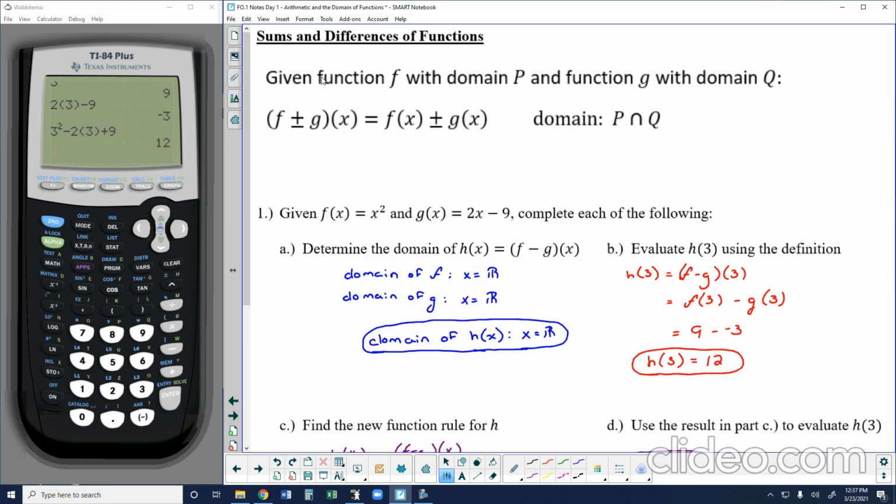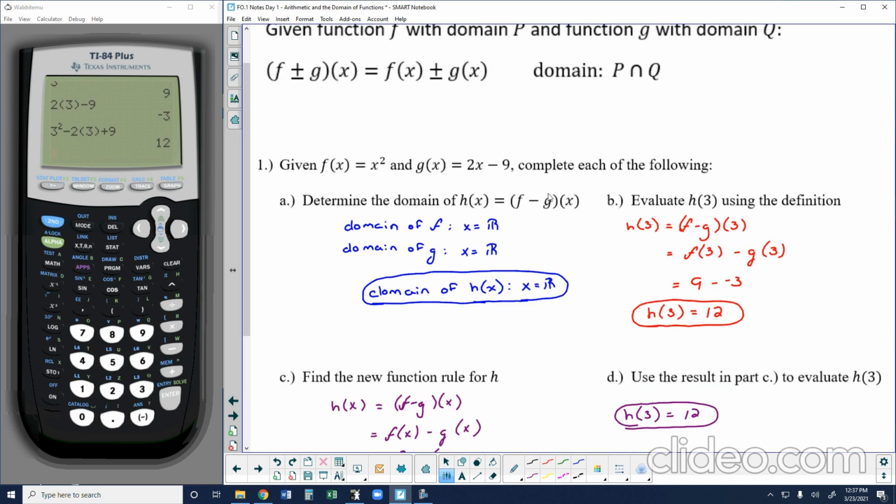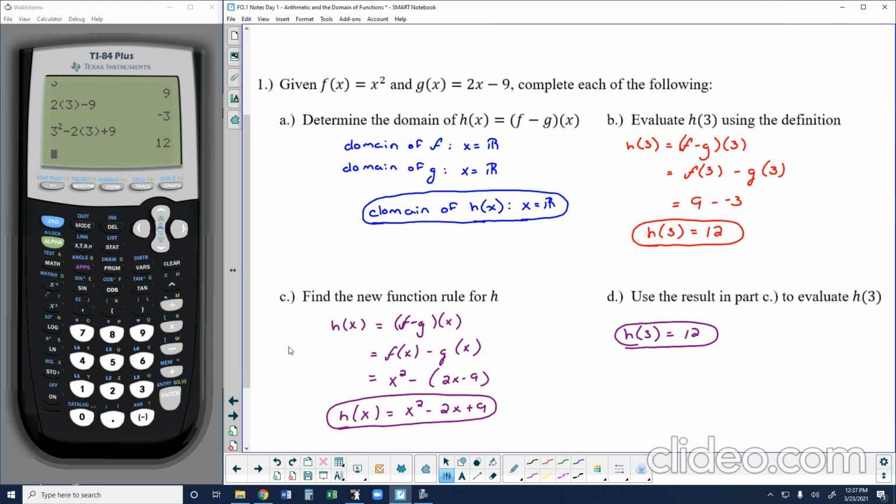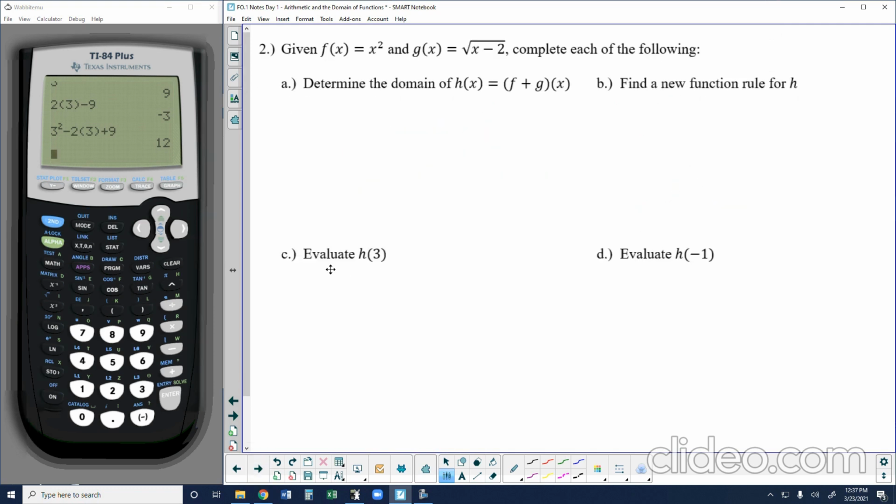This is essentially what the definition is referring to. That substitution can be done before or after the combination of the functions through addition and subtraction. And regardless, either way, you're going to get the same evaluation. So if you can follow that process, go ahead and pause the video at this moment and see if you can do problem number 2.